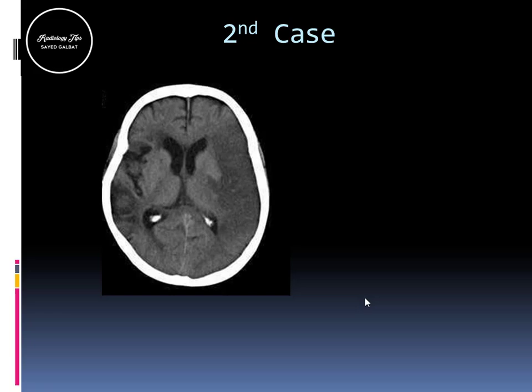How many of you will agree to inject the contrast in this patient? Just raise your hand if you agree. Nobody agrees? Whatever, we will discuss this, but do you agree to have a contrast?